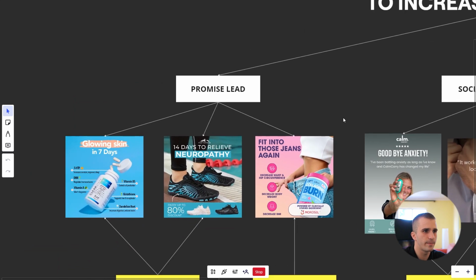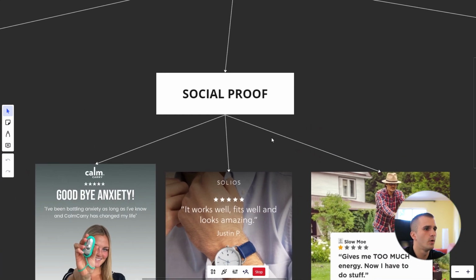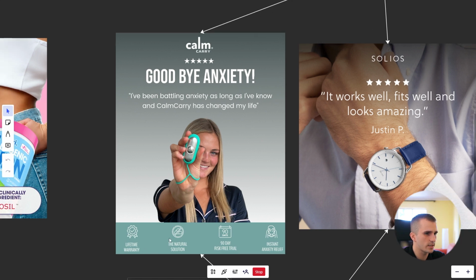Then the second style of image ads that you can have on your Facebook ad account to increase your ROAS are social proof ads. So the first one says "Goodbye anxiety," and it says, "I've been battling anxiety as long as I know, and Calm Carry has changed my life." Then we have some trust badges on the bottom: lifetime guarantee, natural solution, free trial, and all these things.